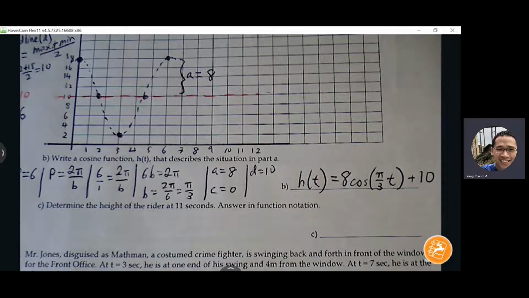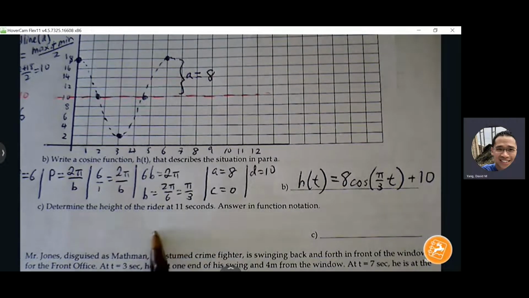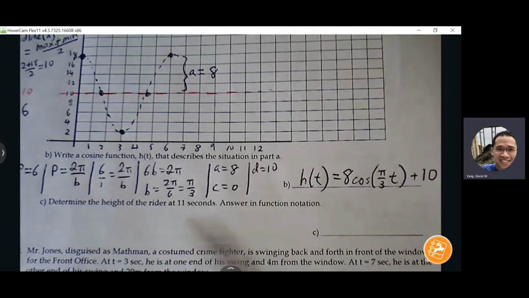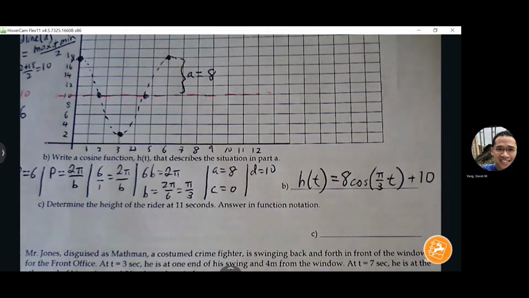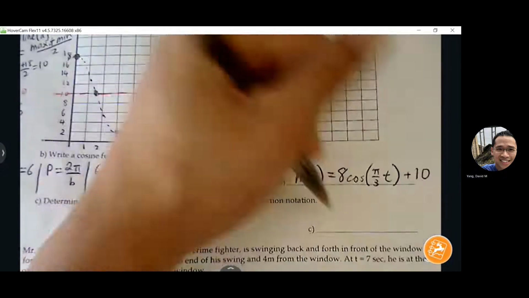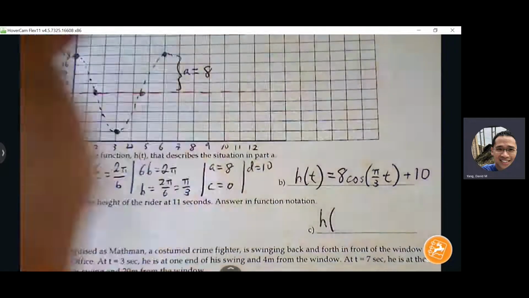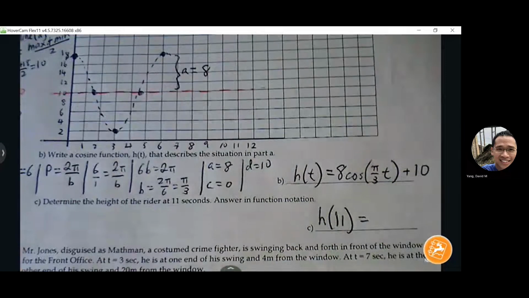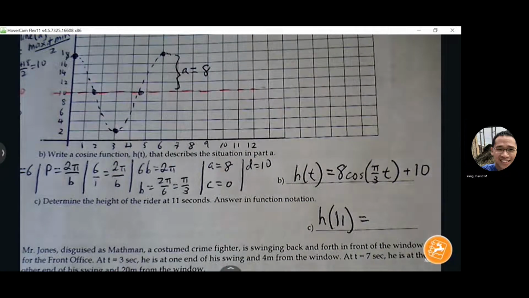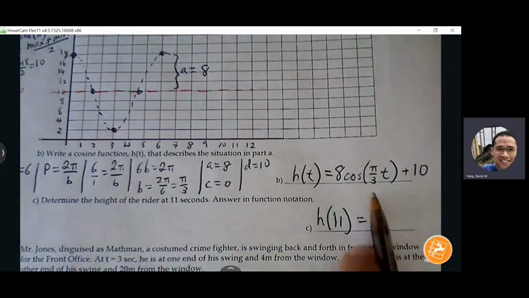Okay. Any questions with part A or B? Okay, part C, determine the height of the rider at 11 seconds. Just insert 11 for t. Use your calculator. Function notation just means say either y of 11 or h of 11 equals. Make sure you're in radian mode.